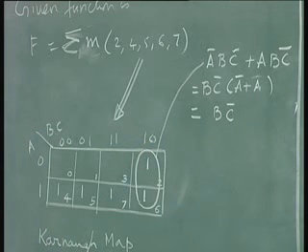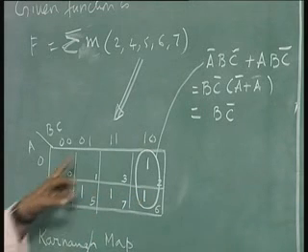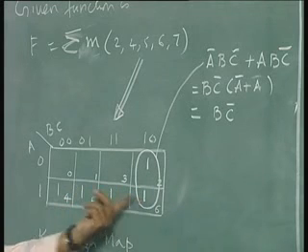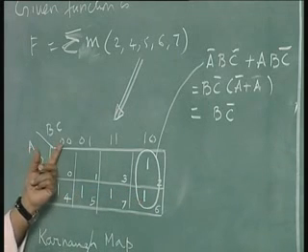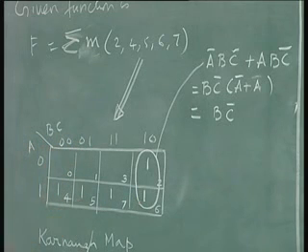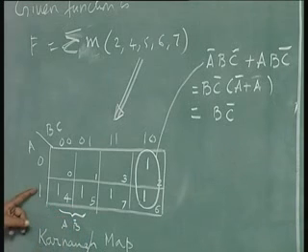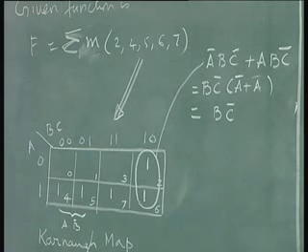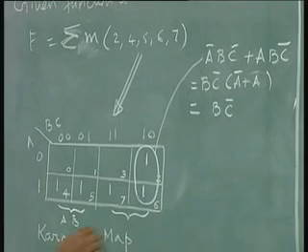Now let us extend this argument to these two and these two. These two will have A common, B common, C varying. So I can write this as AB. Between these two, A is common, B bar is common, C changes. So if I write these two together, it will be A, B bar, because A is common, B bar is common, and C changes from here to here and has to be knocked off. Between these two, A is common, B is common, C changes from here to here, so C gets knocked off, so this is AB.